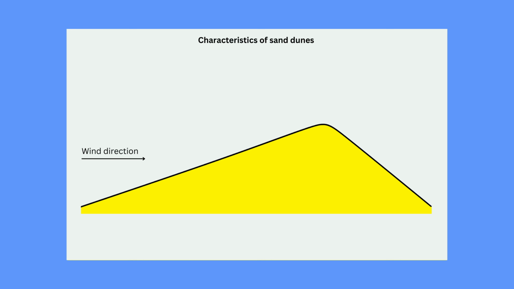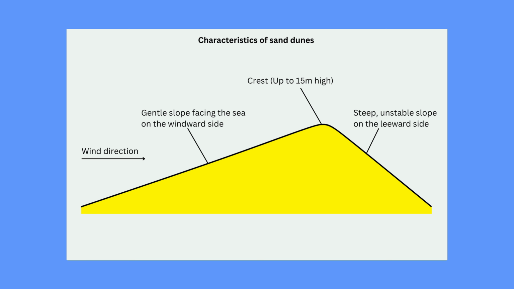Here is a simple diagram of a typical sand dune with the wind direction shown. The dune has a gentle slope facing the sea on the windward side. The dune has a crest, with heights which vary up to approximately 15 metres. The leeward side, facing away from the sea, is sheltered, but it has a steep and unstable slope.